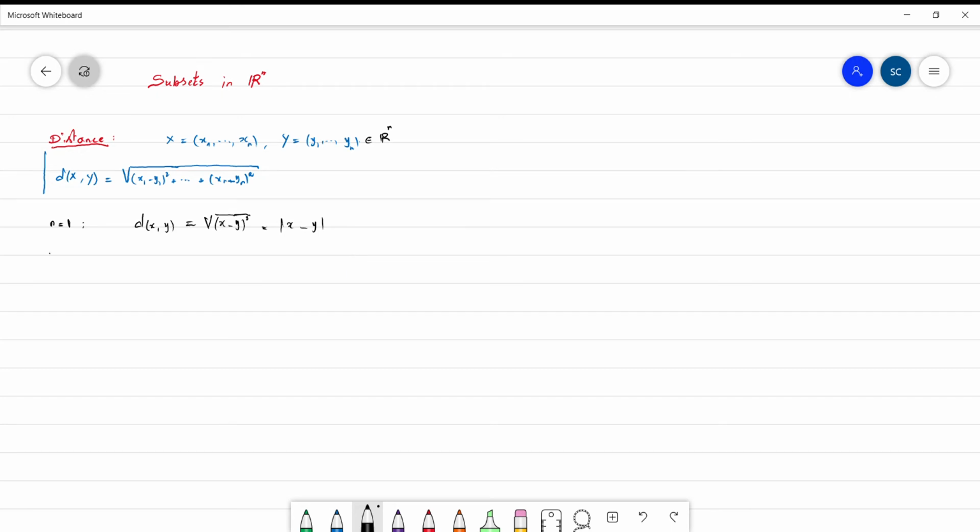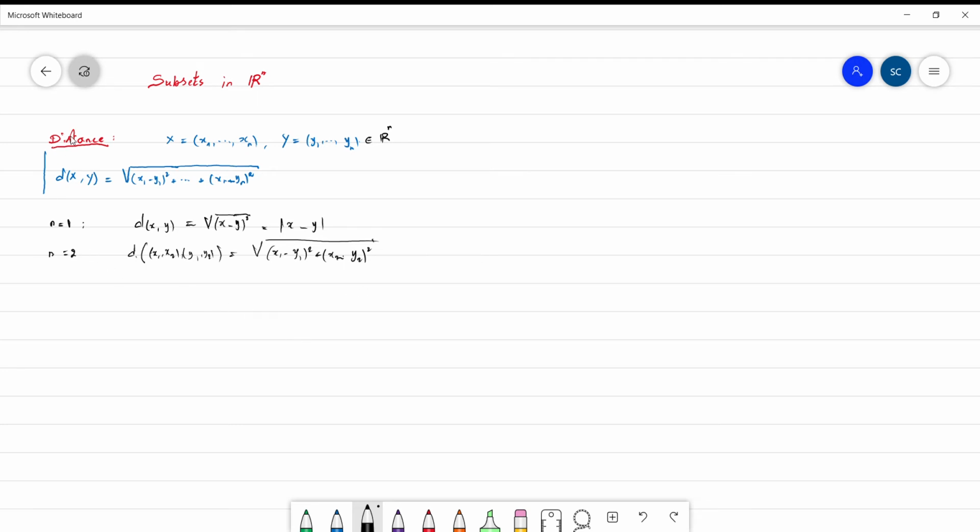Now n equal to 2. We need 2 points, let's say x1, x2, and y1, y2. We will have the square root of x1 minus y1 squared plus x2 minus y2 squared. And you already met such a quantity before when you were working in the plane. For n equal 3, similarly we will have a third component in this quantity.